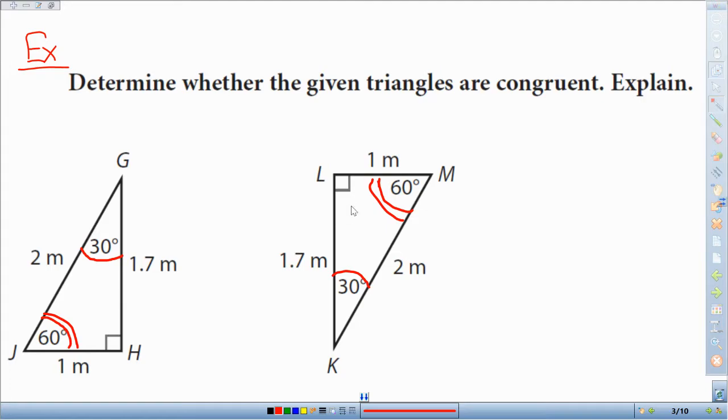Next thing we're wondering: are all the corresponding sides congruent? Let's start with this one. We can see that side HG is congruent to side LK. They're both 7.1 meters.